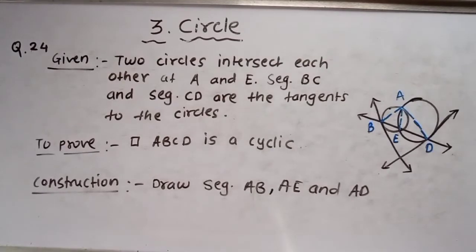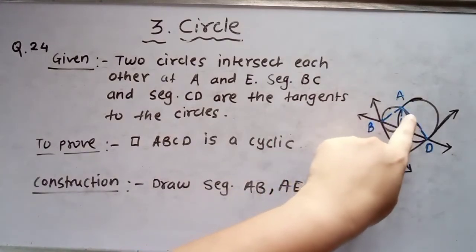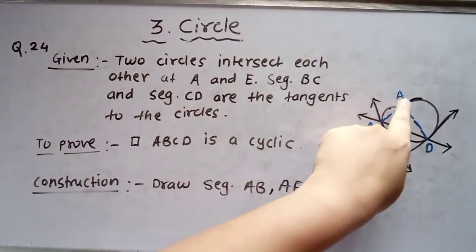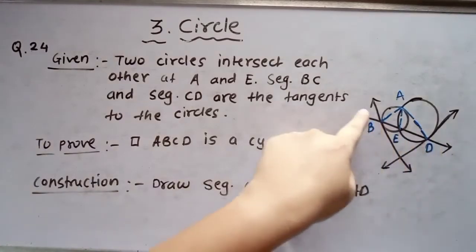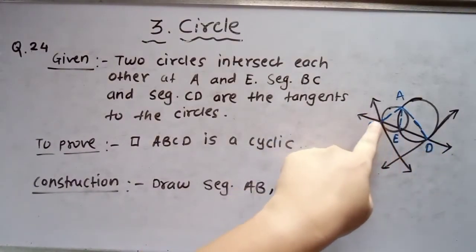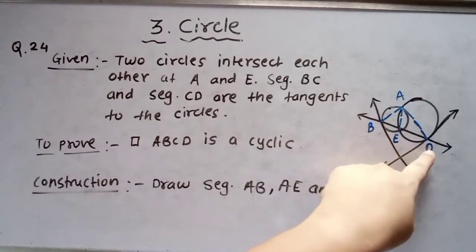Now let's see question number 24. What is the question given? First I'll read it. In the adjoining figure, two circles intersect each other at points A and E. So here these are two circles which intersect each other at points A and E. Their common secant through E intersects the circles at points B and D. This is the common secant through E which intersects this circle at point B and this circle at point D.